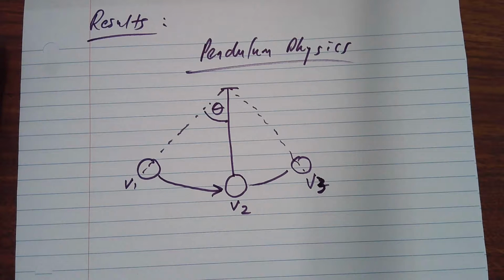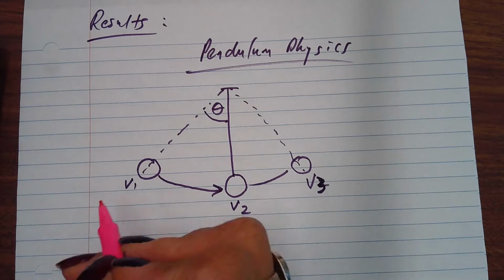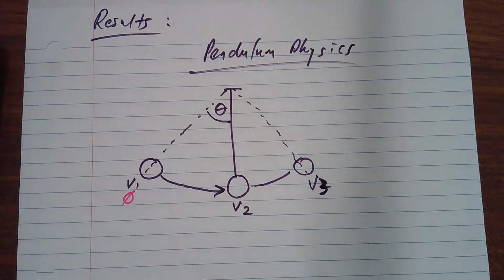So here's 1. 1 is on this side, so there's 1. What's the velocity right now? What's the speed right now? 0. So V2 will be here, and then V3 will be there. So let's take a look at the V1. So V1 is 0, okay?